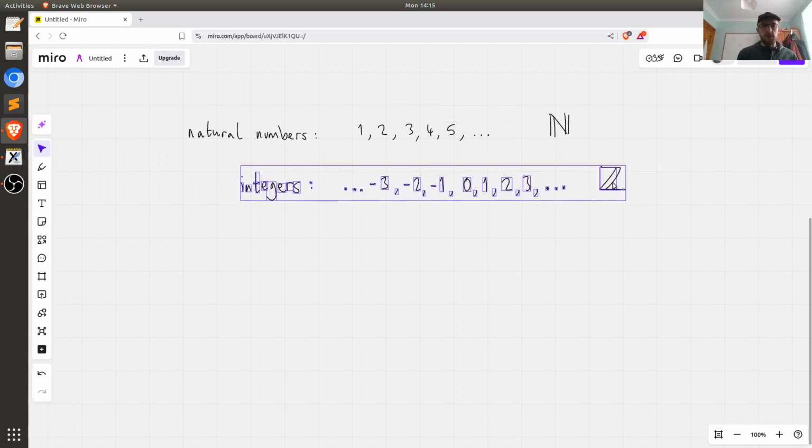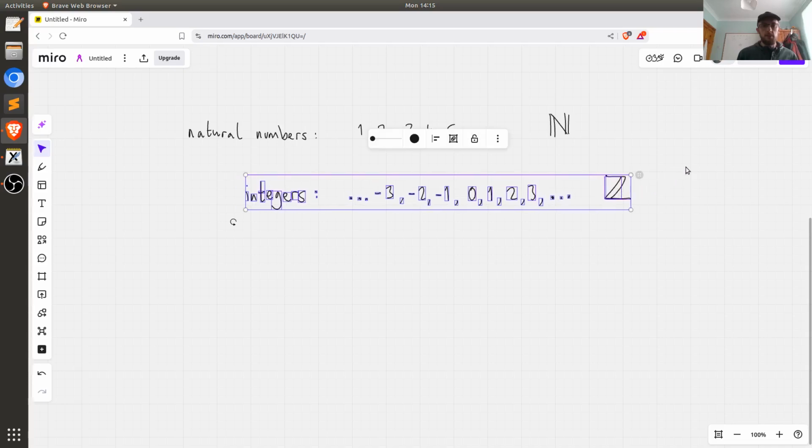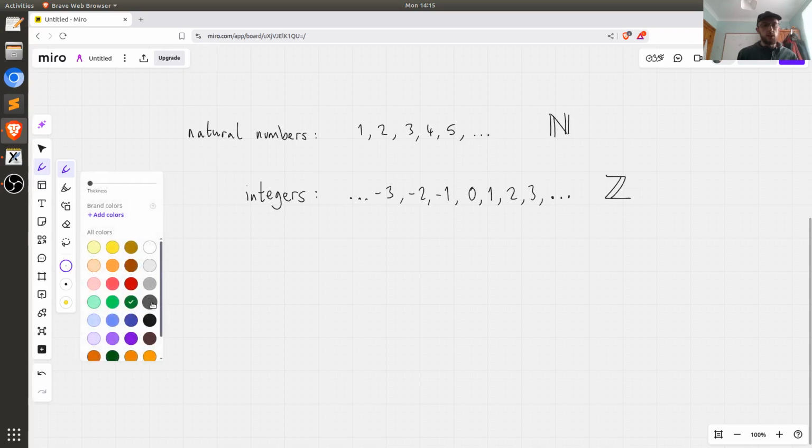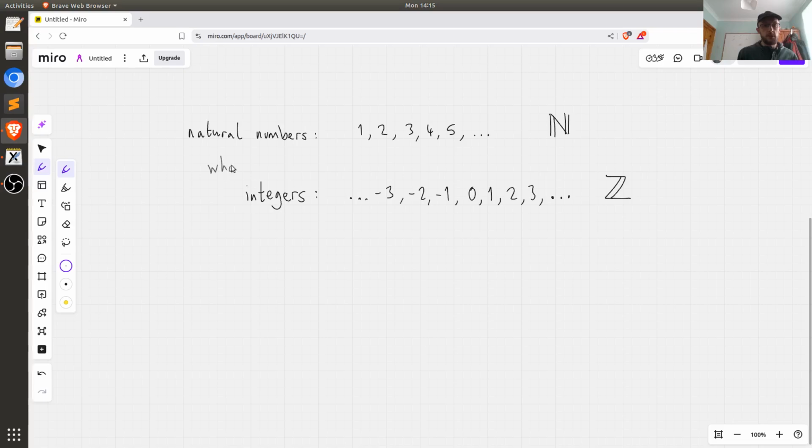Some books and some people consider 0 to be so special that they create a sort of set in between these sets called the whole numbers. So that would be 0, 1, 2, 3, 4, 5, ... And what symbol do they use? Well, they use a W. W for whole.